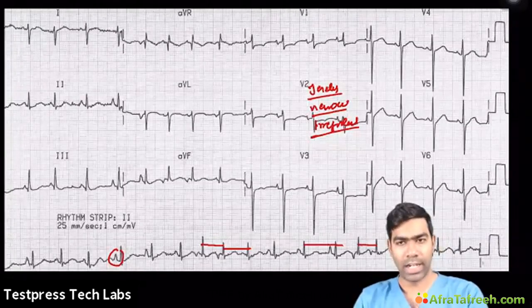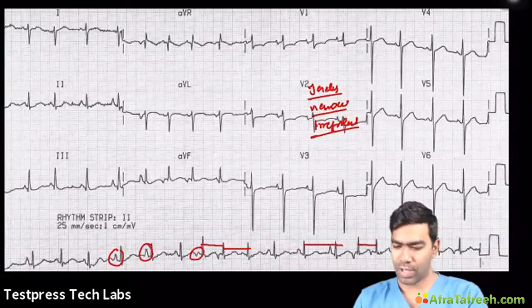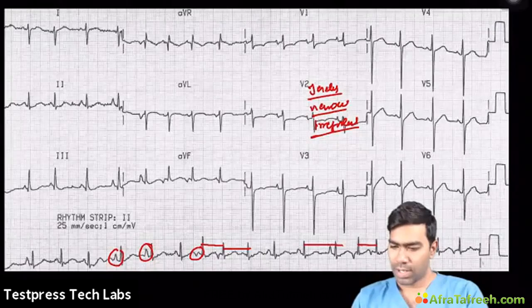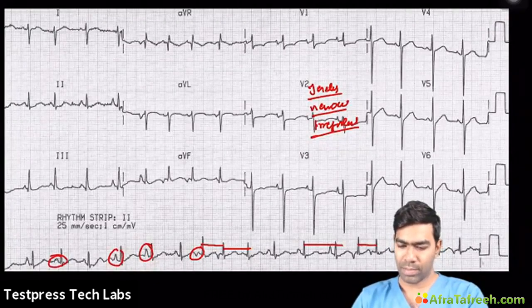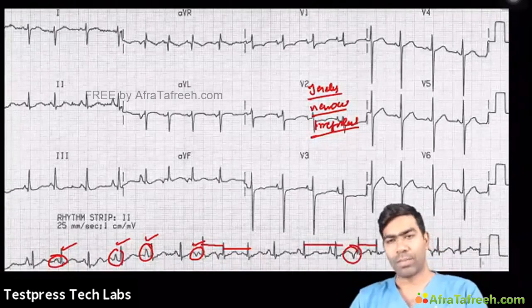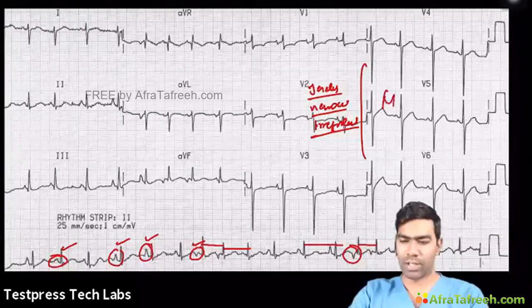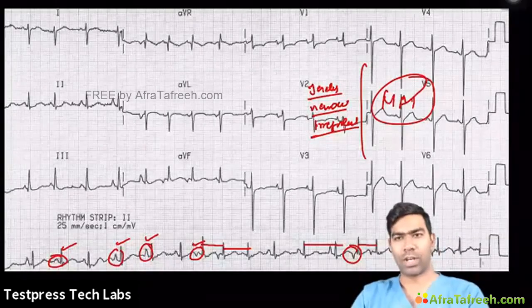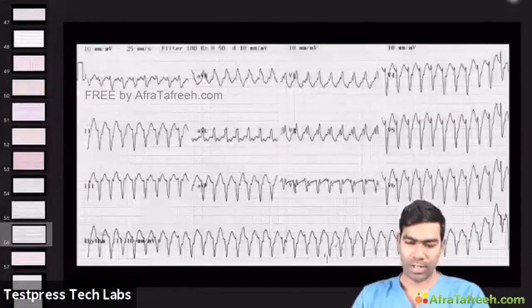So to prove it, there should be different morphologies. First, one morphology; this is a different morphology. Here you have an inverted P wave, different morphology. And this morphology is different, looking like an M. This is different, this is different, and of course this is also different. So I'm seeing almost 5 different morphologies of the P waves. So definitely the diagnosis here is multifocal atrial tachycardia. Clear? Okay, all right.